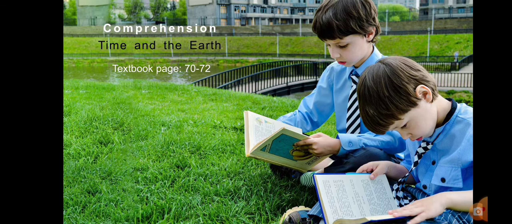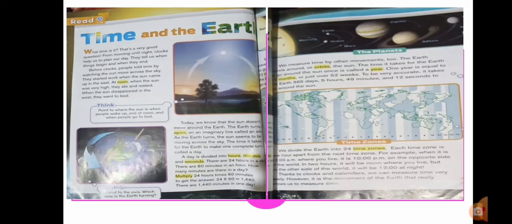Now let's go through the comprehension that has been given in your textbooks from page 70 till 72. So I would request you all to open up your textbook page 70, and then let's begin. So this is the comprehension, time and the earth. In case you haven't opened your book and haven't taken your pencil in your hands, please pause the video, get the pencil and open the book page 70. Now I hope you all have your books in front of you. So let's begin the reading.